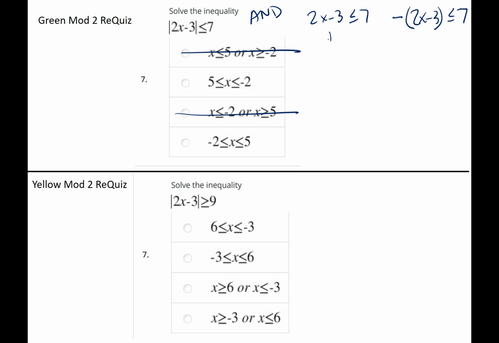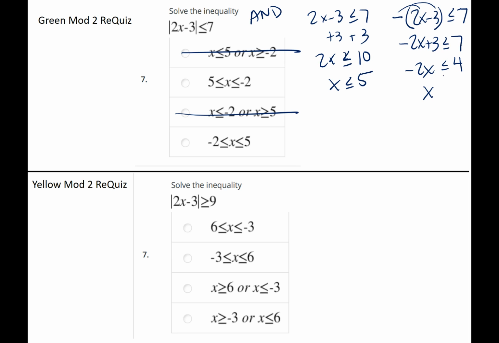All right, I'm going to add the 3. So 2x less than or equal to 10, and then I'm going to divide by 2. So 5. And then we're going to distribute the negative. So negative 2x plus 3 less than or equal to 7. And we're going to subtract the 3. So 7 minus 3 is 4. Then I'm going to divide by a negative 2. When I divide by a negative, I have to flip the inequality sign. And 4 divided by negative 2 is negative 2.